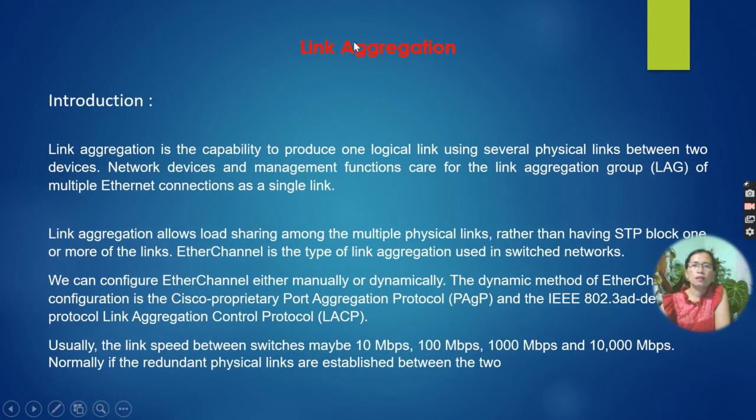So next we are in link aggregation. The introduction: link aggregation is the capability to produce one logical link using several physical links between two devices. Network devices and management functions treat the link aggregation group of multiple Ethernet connections as a single link. Link aggregation allows load sharing among multiple physical links rather than having STP block one or more of the links. EtherChannel is a type of link aggregation used in switched networks.